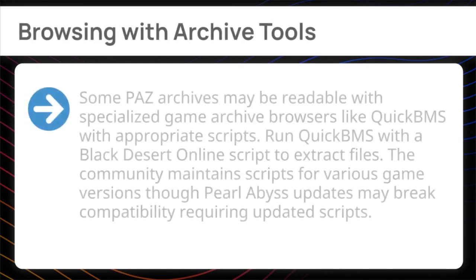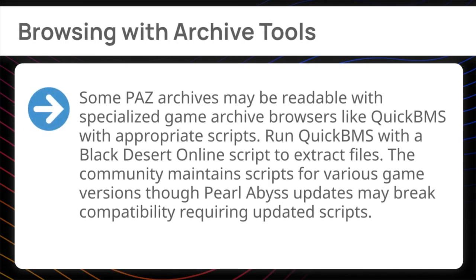Next, browsing with archive tools. Some PAZ archives may be readable with specialized game archive browsers like QuickBMS with appropriate scripts. Run QuickBMS with a Black Desert Online script to extract files. The community maintains scripts for various game versions, though Perl Abyss updates may break compatibility requiring updated scripts.